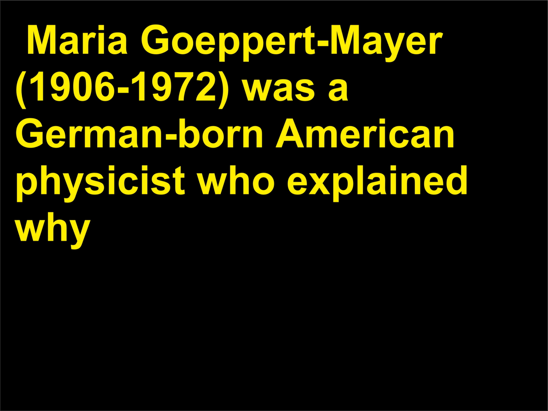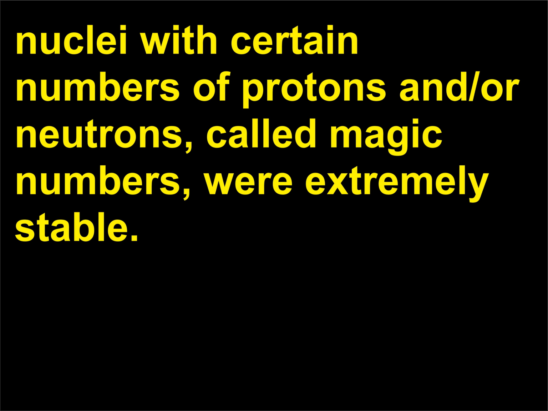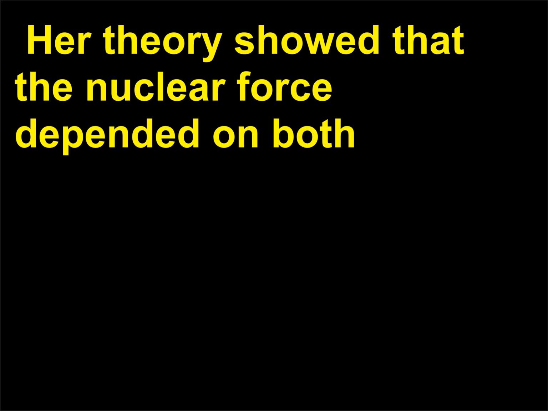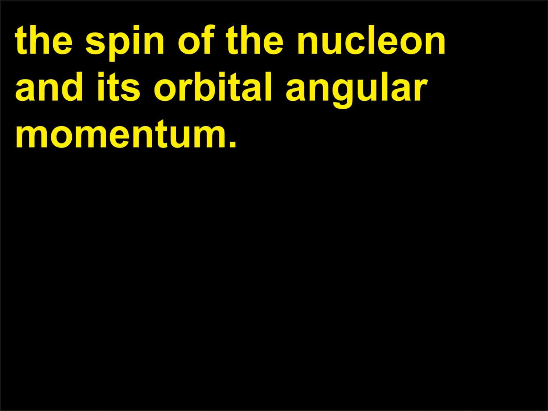Maria Goeppert-Mayer, 1906–1972, was a German-born American physicist who explained why nuclei with certain numbers of protons and/or neutrons, called magic numbers, were extremely stable. Her theory showed that the nuclear force depended on both the spin of the nucleon and its orbital angular momentum.